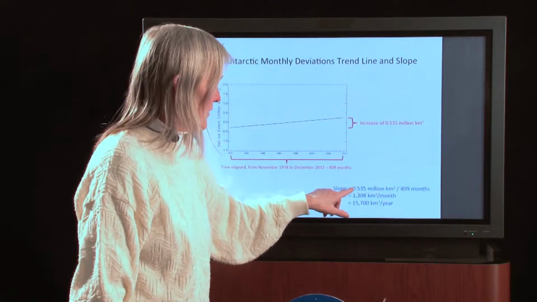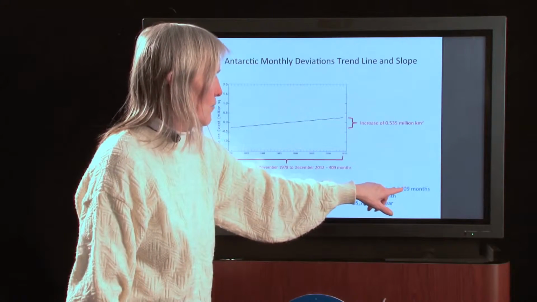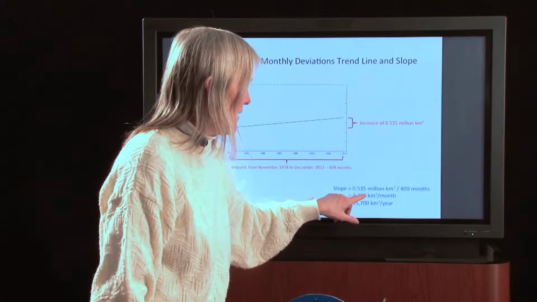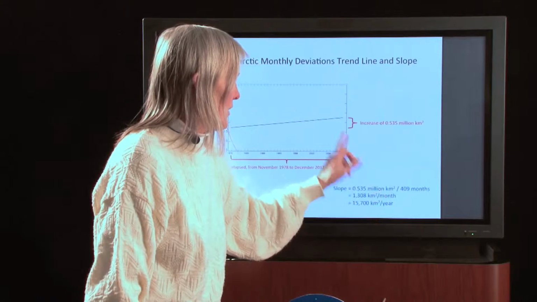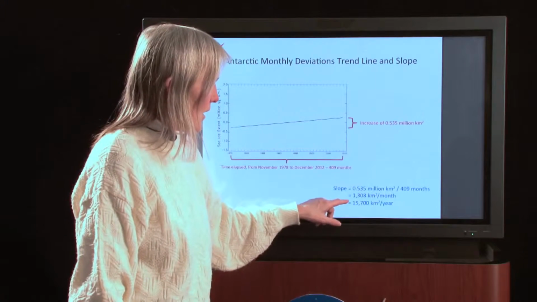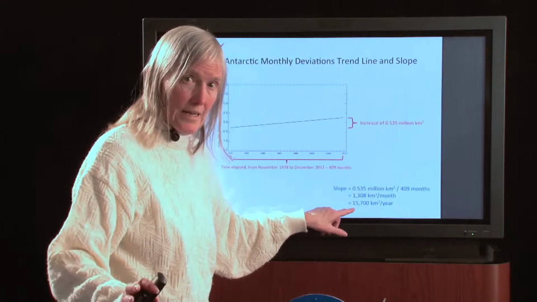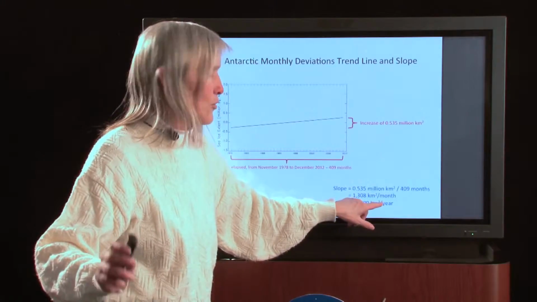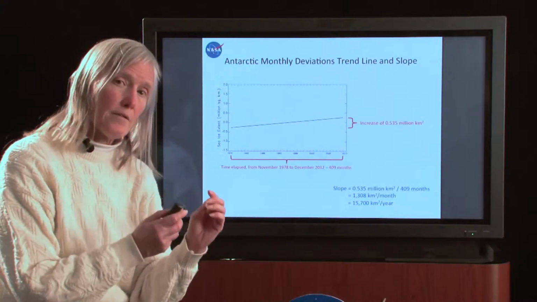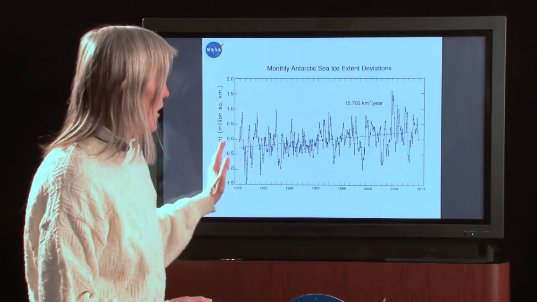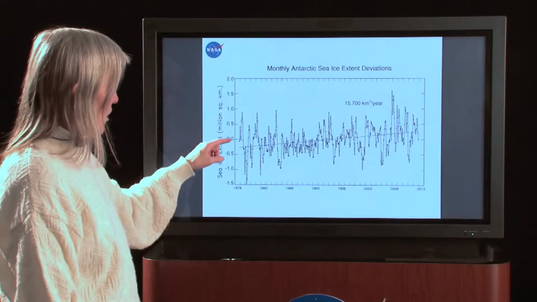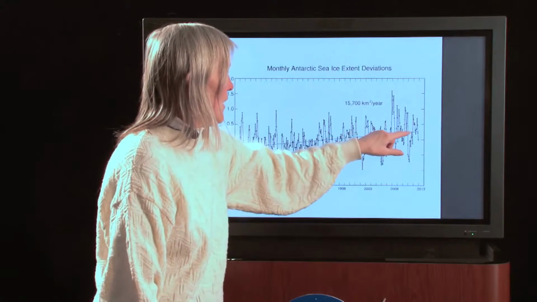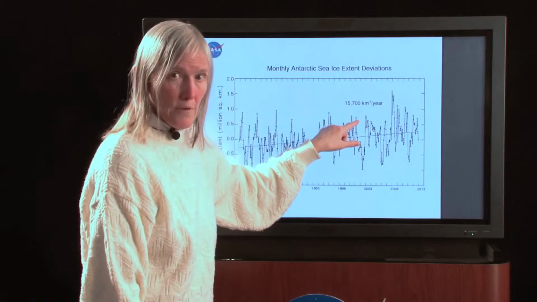We divide the 0.535 by the 409 months, and we get 1,308 square kilometers increase for every month, and multiply by 12 to get 15,700 square kilometers per year increase. And then that allows us to put that number on our plot, which now has all our data points. It has the linear least squares line, and it's got the slope of that line.